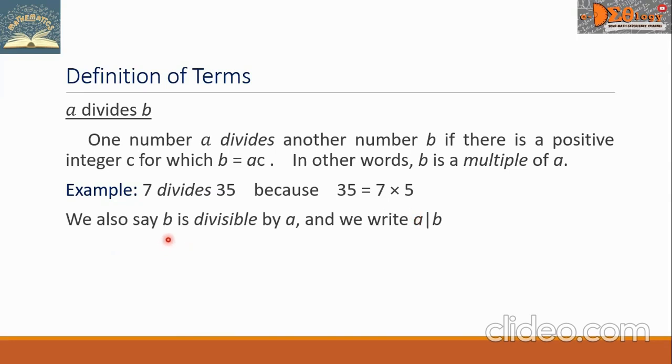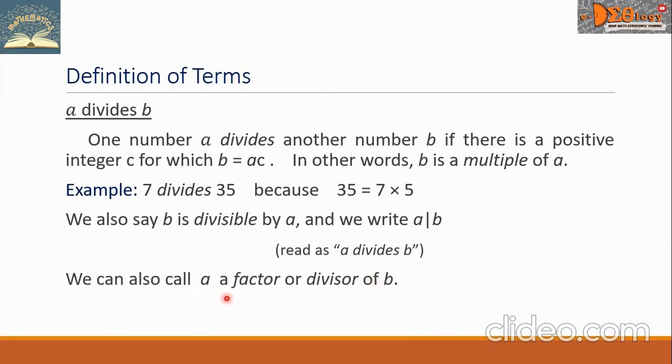We also say B is divisible by A, and we write this symbol A|B, and this symbol is read as A divides B. We also call A a factor or divisor of B.